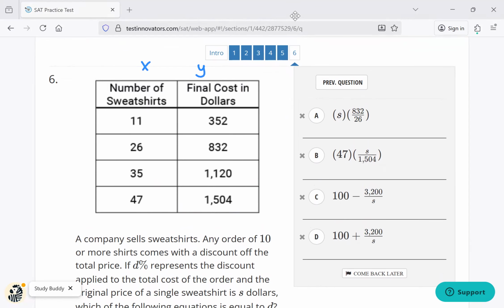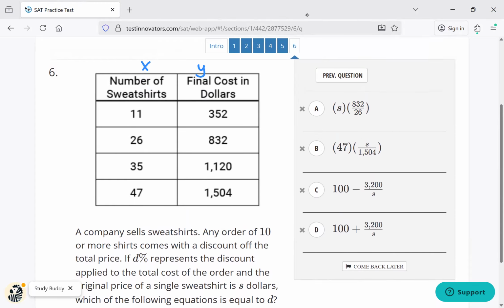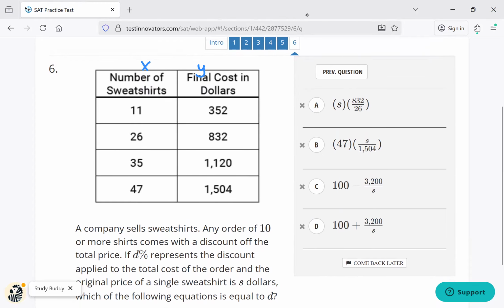Now, a company sells sweatshirts. Any order of 10 or more shirts comes with a discount off the total price. If D% represents the discount applied to the total cost of the order and the original price of a single sweatshirt is S dollars, which of the following equations is equal to D? So we kind of have to come up with the equation. Okay, so that's what I'm going to do.